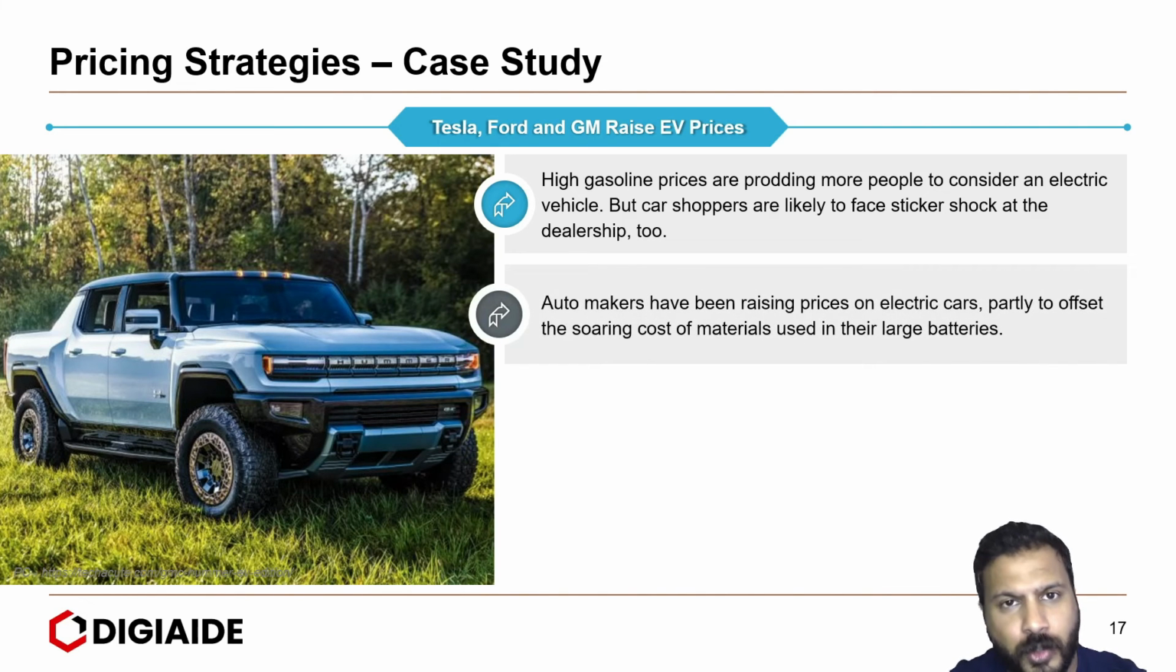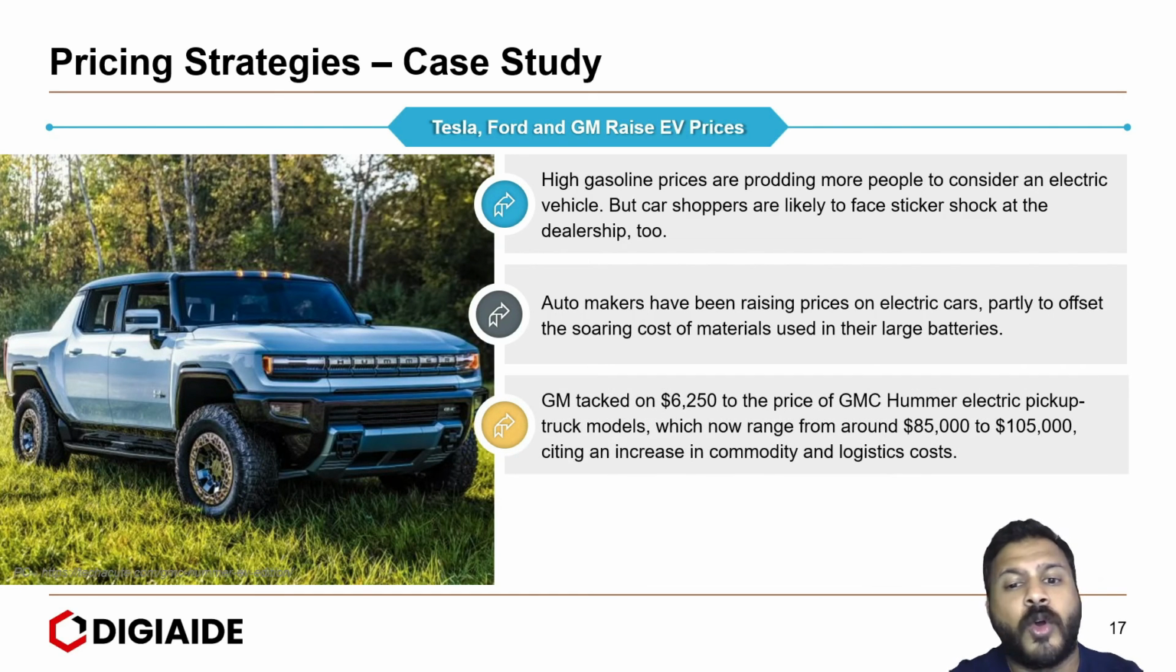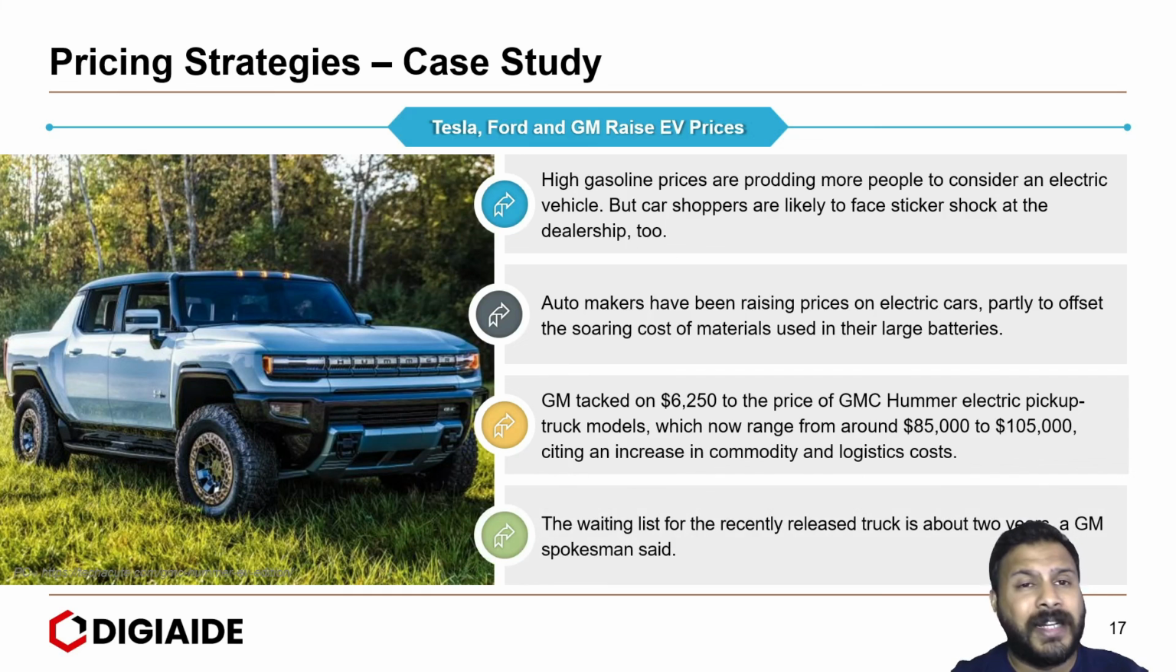Automakers have been raising prices of the electric cars, partly to offset the soaring cost of material used in their large batteries. General Motors tacked on about $6,250 to the price of GMC Hummer electric pickup truck models, which now range from $85,000 to about $100,000, citing an increase in commodity and logistics cost. The waiting list for these recently released trucks is about 2 years, a General Motors spokesman said.